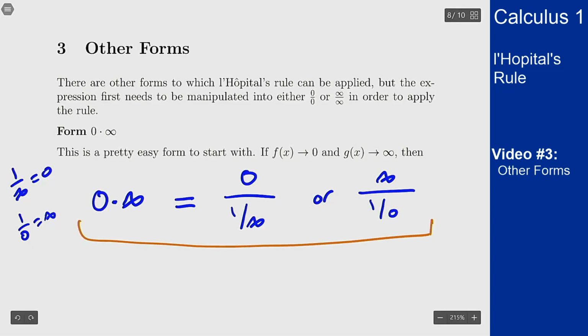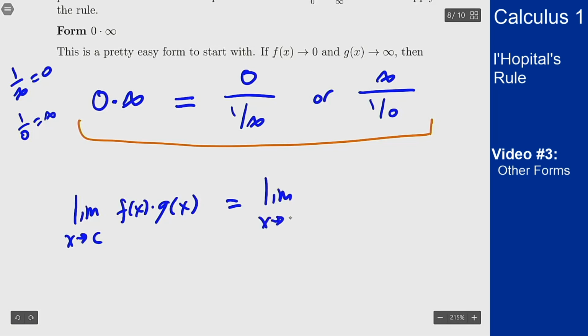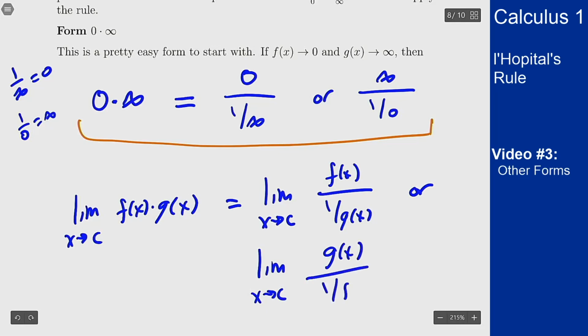If f goes to 0 and g goes to infinity as I approach my certain point, then I can write the limit as x goes to c of f of x times g of x as either the limit as x goes to c of f of x over 1 over g of x, or the limit as x goes to c of g of x over 1 over f of x, and both of those are invalid forms for L'Hopital's rule.